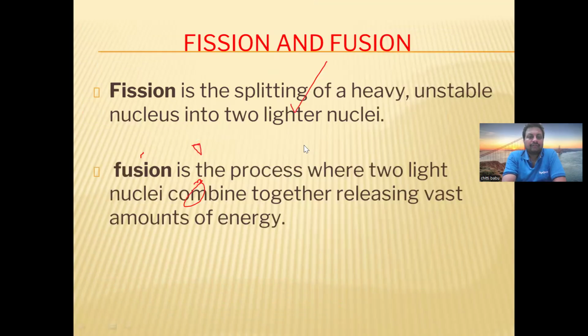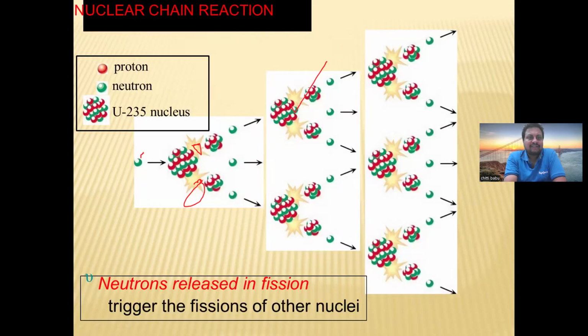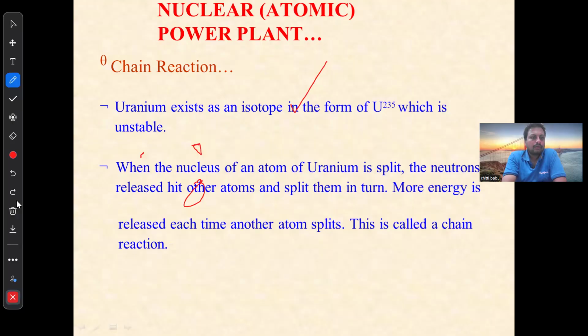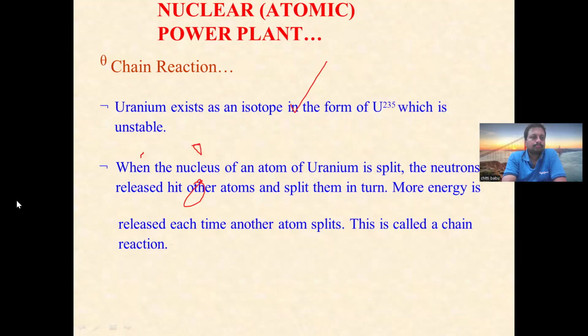So fission is the splitting of a heavy unstable nucleus into two lighter nuclei. During this nuclear chain reaction, a large amount of heat will be generated. Here, this chain reaction will result in uranium, which exists as an isotope in the form of uranium-235, which is unstable.